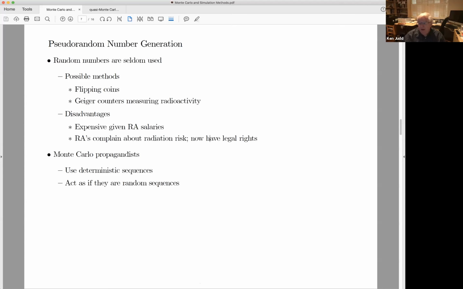One way is to get radioactive material and use a Geiger counter, but then you even have more issues from human relations bureaucracy about having arrays do that together, random numbers. So the fact is that random numbers used in economics research are not random. They are really deterministic sequences that look random.